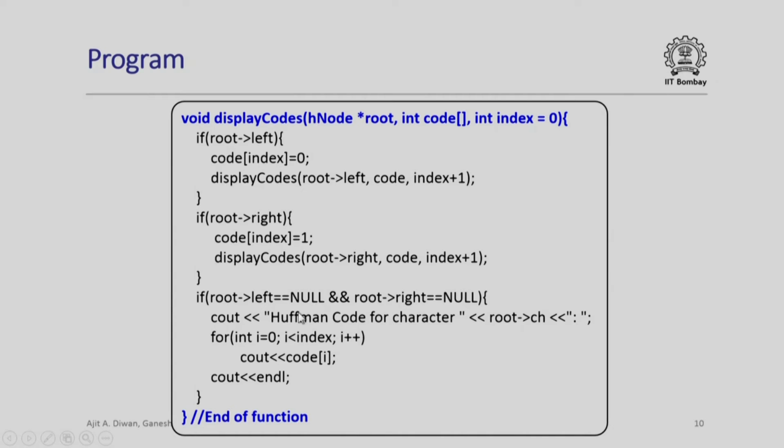Here is the main thing. If the left pointer is null and the right pointer is null, then we have got the complete code for that particular character because we have reached the leaf node. So, we output the Huffman code for the character which appears there at root ch, and for i from 0 to that index that we traverse, we simply output code i one by one, and that will represent the code for this particular character. So, it is an extremely simple and straightforward way of traversing this priority queue to determine the code for individual characters.